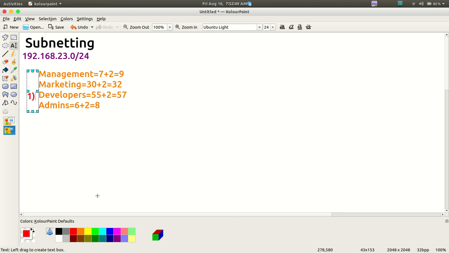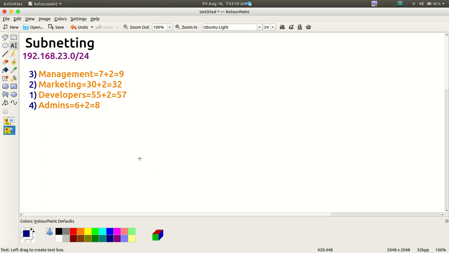Okay, so first I'm going to calculate developers, then I'm going to calculate marketing, then I'm going to calculate management, and lastly I'm going to calculate admins, fourth. So this is the order that I need to follow, and in this order I have to do the calculation.